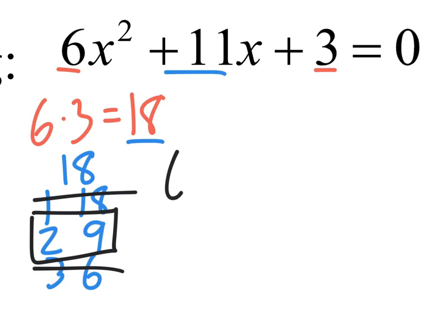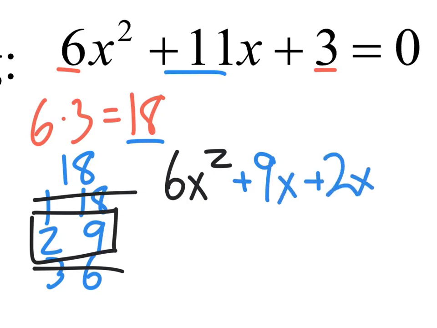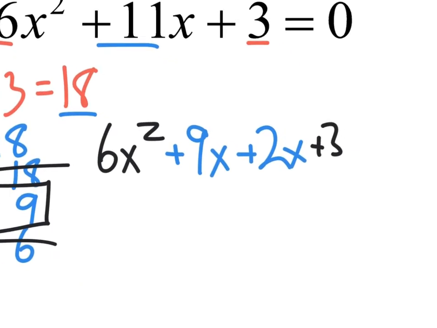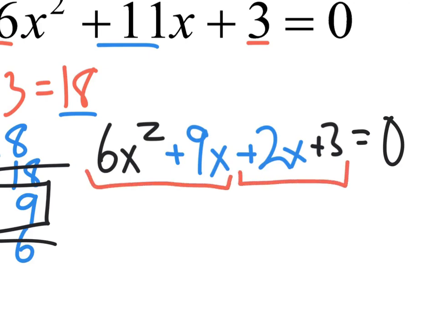So what we're going to do is write this like 6x squared plus 9x plus 2x plus 3 equals to what? Equals 0. All right, and so we've got 4 terms. We're going to be factoring by grouping. And so we're going to split this up into the first half and the second half.